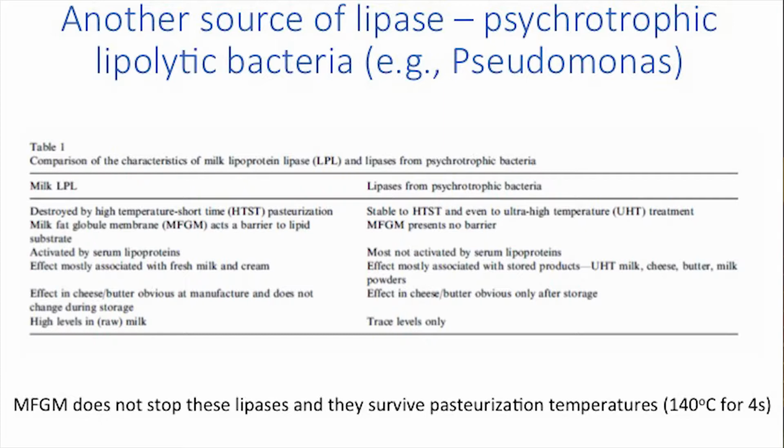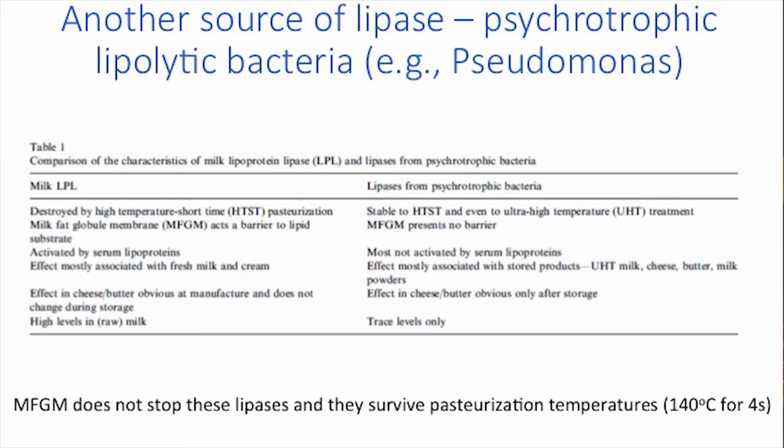There's also lipases that can arise from psychrotrophic lipolytic bacteria like Pseudomonas. And all the rigmarole that I told you about the milk lipoprotein lipase, how it's activated, for example, high levels in raw milk, effects in cheese butter, obvious at manufacture, does not change during storage, activated by the serum lipoproteins. Fresh milk and cream is basically affected by the lipoprotein lipase. But if you actually have the psychrotrophic bacteria growing in the milk, they'll produce the lipase, and now you have breakdown as well.